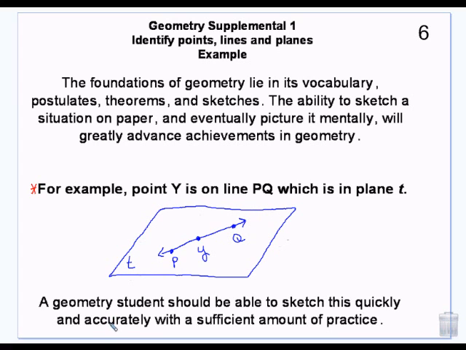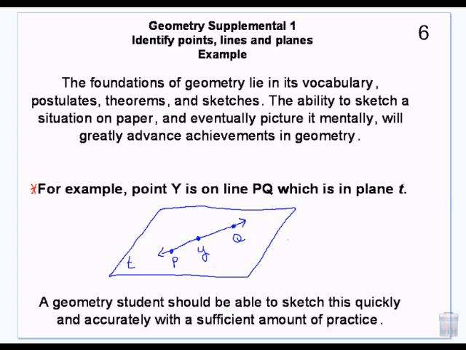Now, everybody reading this should be able to draw just about the same picture. Maybe the line is facing in a different direction, and maybe they put the little T in the top corner or something, but it'll basically be this picture. And that's why the vocabulary is so important.